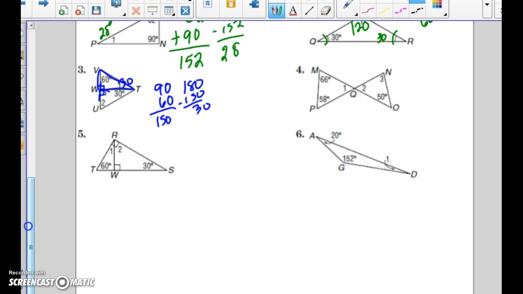Okay, so how big is angle 2? Because now I have 90 and 30. They're perpendicular, so the other side's going to be the same, so it's going to be 60.